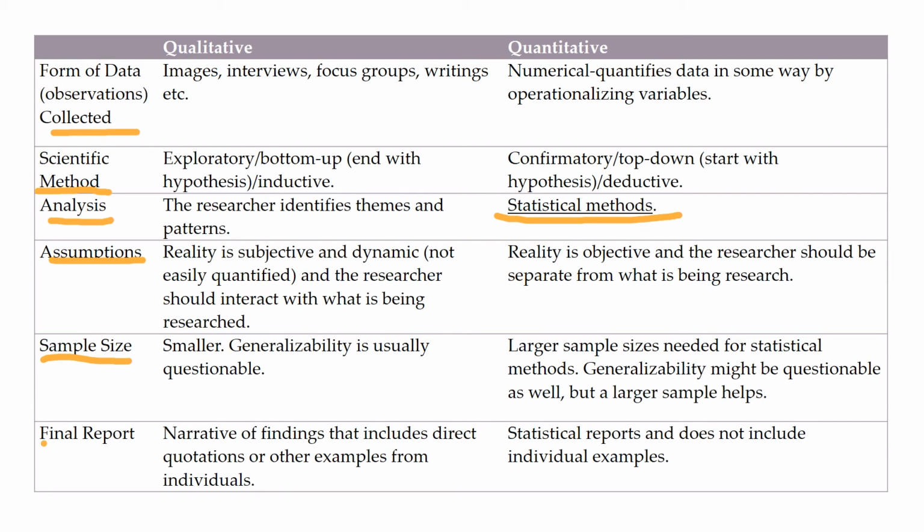Now let's go on to the final report. In qualitative research, we have a narrative of findings that includes direct quotations or other examples from individuals. Versus in quantitative research, statistical reports are made and they do not include individual examples. Okay? And that kind of goes along with what we said before.